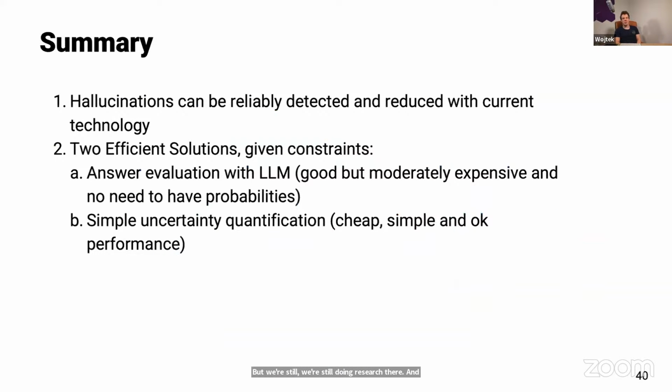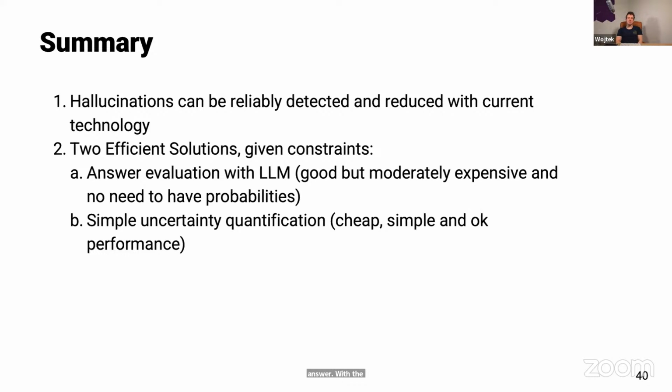So now, just to summarize, what we've learned here today is that hallucination can actually be quite reliably detected and reduced, because if we know the hallucination is there, we can mark it as hallucination, and we can ask the LLM again to answer in a different way, or say this answer is incorrect, take that into account when you correct your answer. With the current technology, with the current approaches we have now.